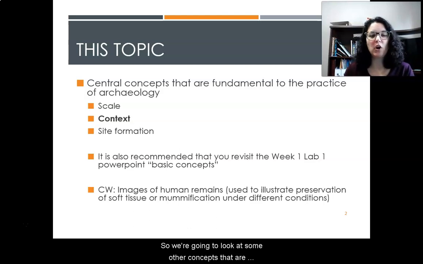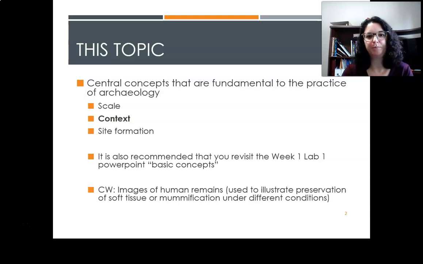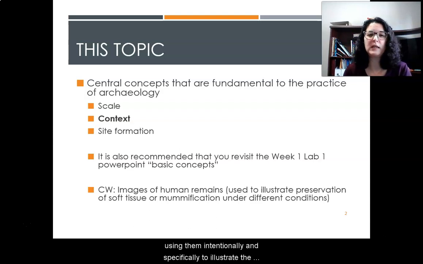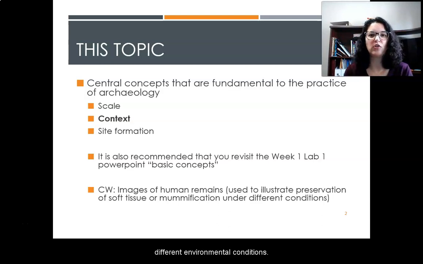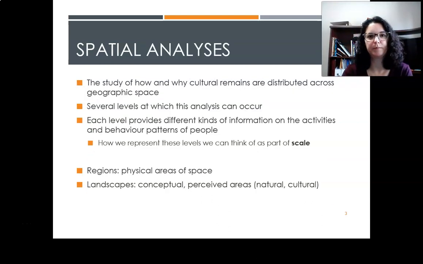So we're going to look at some other concepts that are fundamental to the practice of archaeology: scale, context, which we've already talked about a little bit, and site formation. And part of site formation, I also incorporated a bit about preservation of artifacts as well. I just wanted to give a content warning that there are images of human remains in this presentation, and I'm using them intentionally and specifically to illustrate the impact of the preservation environment on soft tissue, essentially how mummification occurs under different environmental conditions.